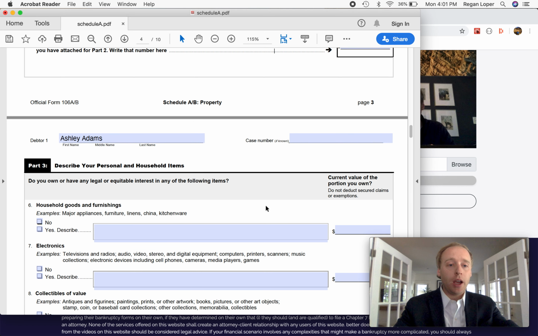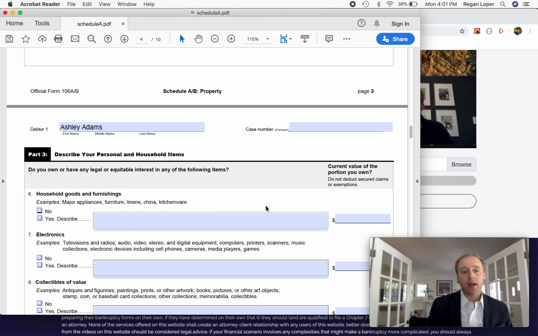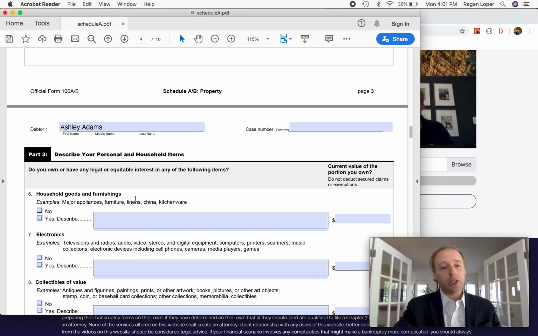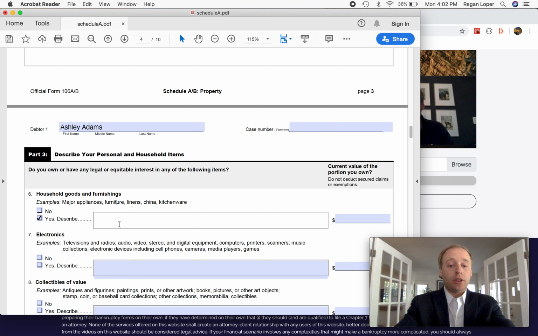And that is, describe your personal and household items. Do you own or have any legal or equitable interest in any of the following items? This is essentially what personal items do you have in your house that have value? And so I'll show you here how Ashley filled that part out. The first, question 6, household goods and furnishings. That would include major appliances, furniture, linens, china, and kitchenware. And she does own some of these things, and she simply describes them as household goods.